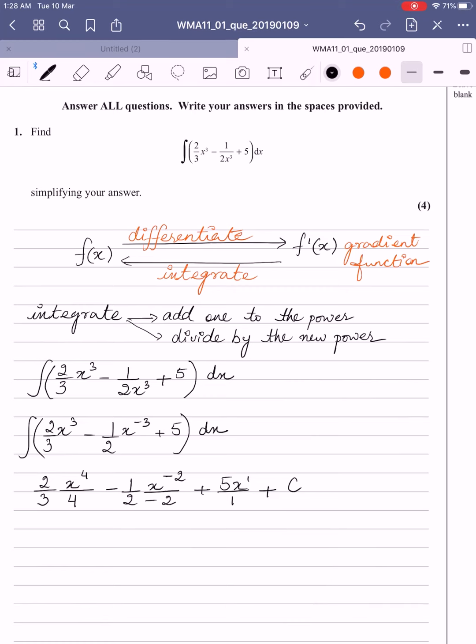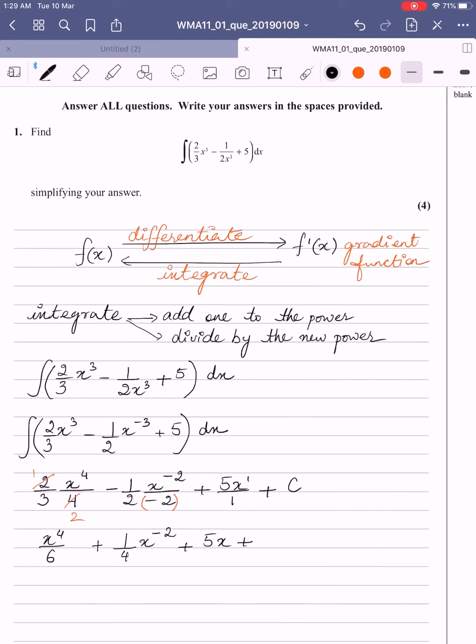So now let's simplify by multiplying. We can also cancel some common factors. 2 ones are 2, 2 twos are 4. So here we have x to the power of 4 divided by 6, and in the second term we have negative 2 multiplied by negative half, which will give us positive 1/4 with x to the power of negative 2, plus 5x, plus the constant of integration.